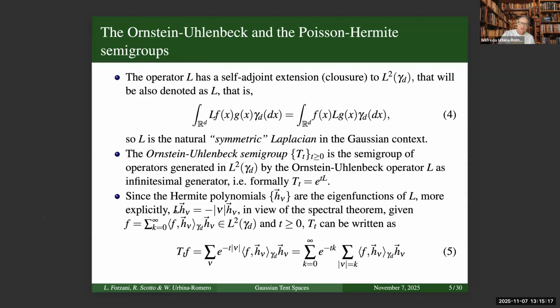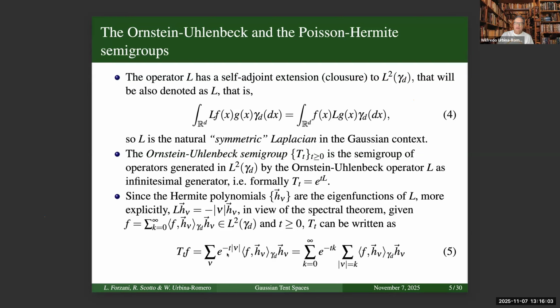A third component is that the Hermite polynomials are the eigenfunctions of L. That means we know exactly that the action of the Ornstein-Uhlenbeck operator over a Hermite polynomial is minus their degree times itself. And if I have a function in L2, the Hermite polynomials are a complete orthonormal basis there, then the action of the Ornstein-Uhlenbeck operator is of this form. It is no wonder that this is the action acting over the eigenvalue.